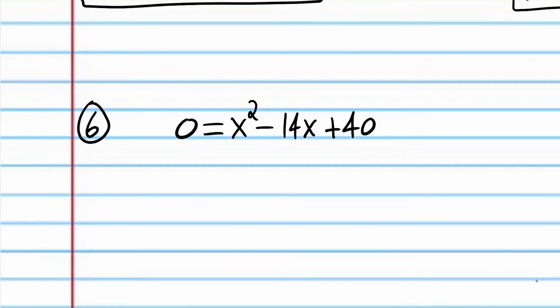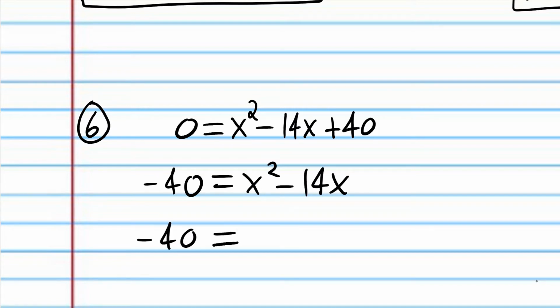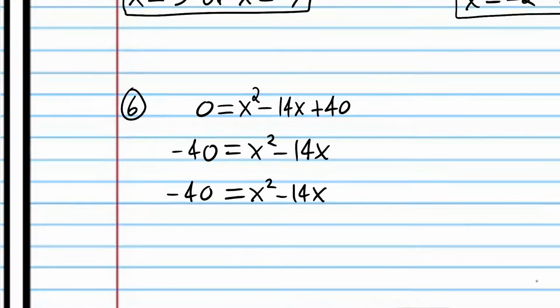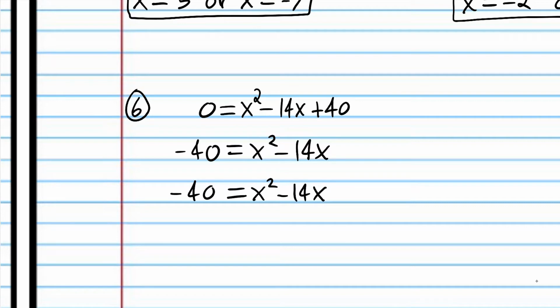So we're going to take the 40, put it on the other side. That's always how we start. And just for your sake, you don't really have to rewrite again, but for your sake, I'm going to show another step here. And then how do we complete the square? We take this number, divide by 2 to get negative 7. Then we take that result, negative 7, and square it to get 49. So we're going to add 49 to both sides. That's how we complete the square.